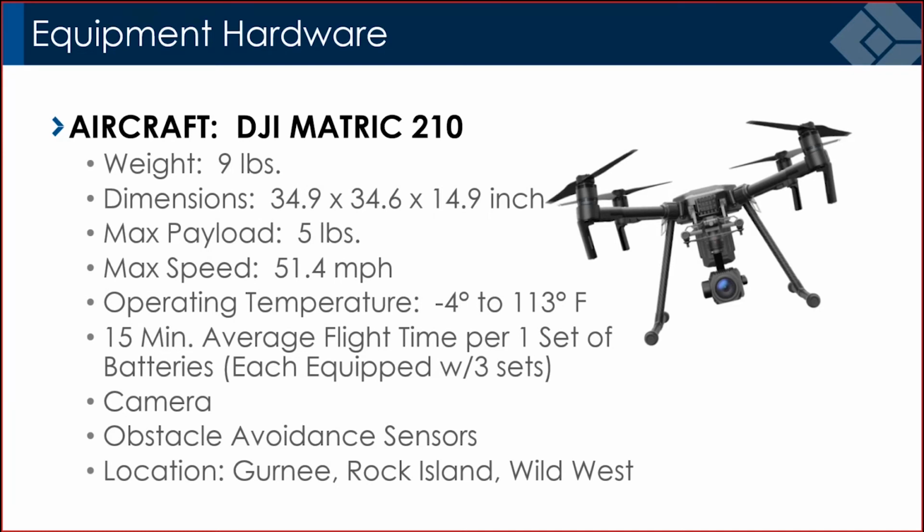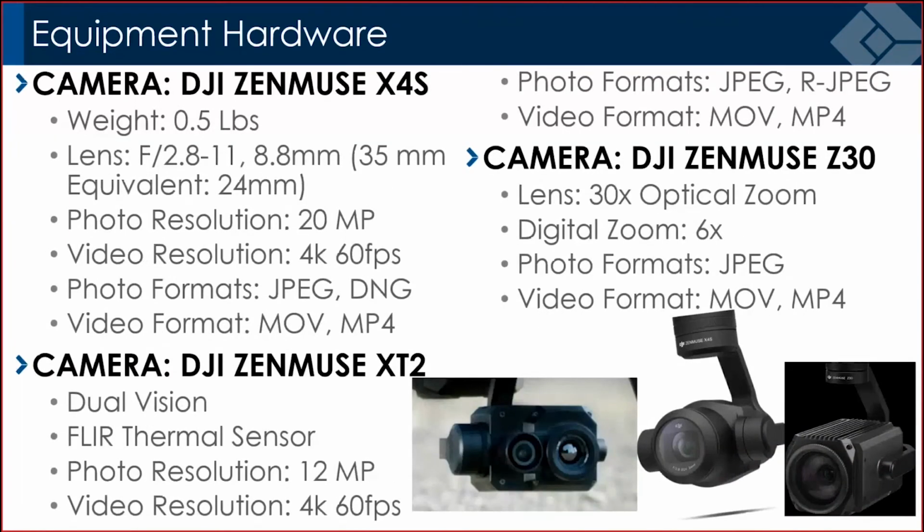Okay, so it does have some sensors on it, and as far as this drone, we have one in Gurnee, one in Rock Island, and then one out west. We do have 3 different types of cameras for the particular drone here. We have the X4S, which is a 20 megapixel 4K video camera. We have the XT2, which has a FLIR thermal sensor and a 12 megapixel camera. And then we have a Z30, which has a 30-time optical and a 6-time digital zoom on it.